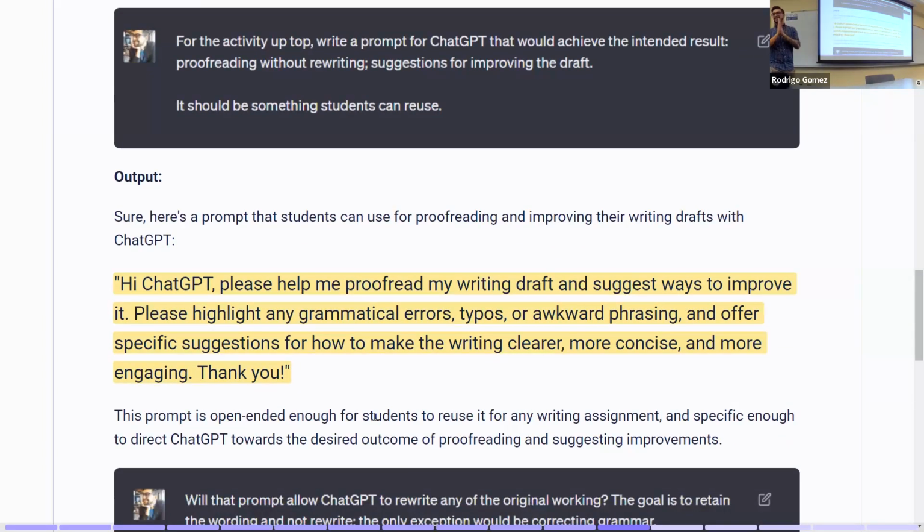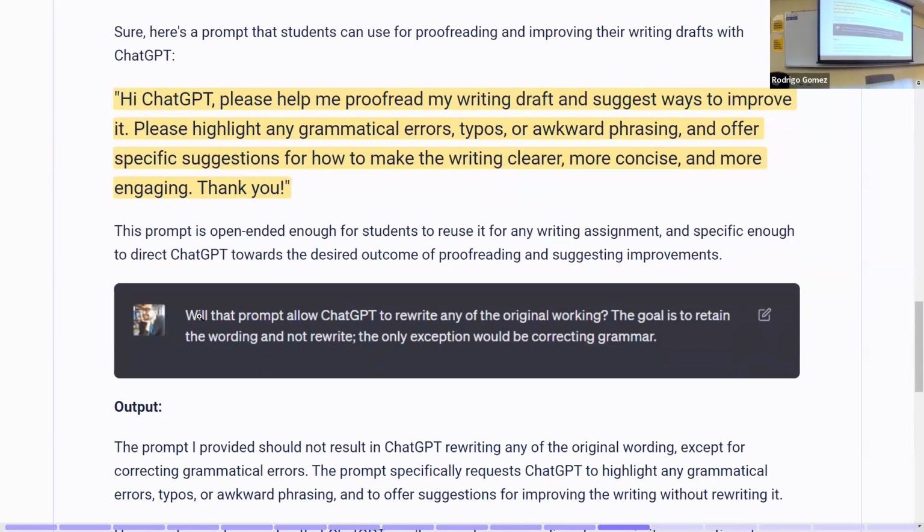Again, very, very polite to itself. Right? Hi, ChatGPT. Please help me proofread my writing draft and suggest ways to improve it. Please highlight any grammatical errors, typos, or awkward phrasing and offer specific suggestions to make the writing clearer, more concise, and more engaging. Thank you. It's very polite, right? So I said, okay, great. Will that prompt allow ChatGPT to rewrite any of the original writing? The goal is to retain the wording and not rewrite. The only exception would be correcting grammar.